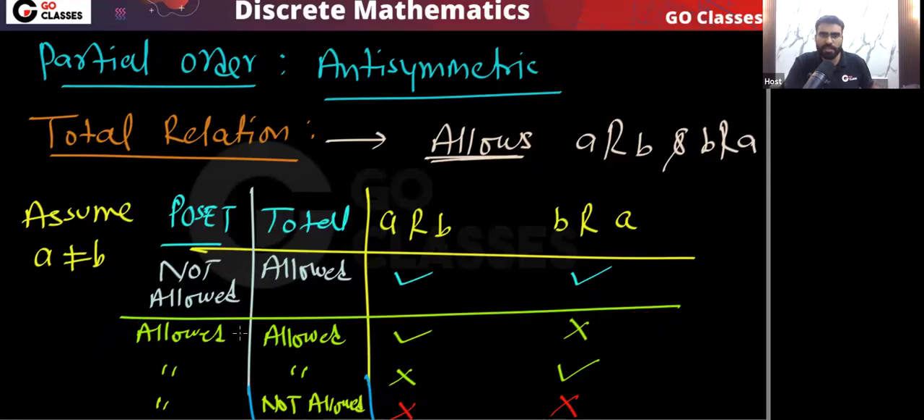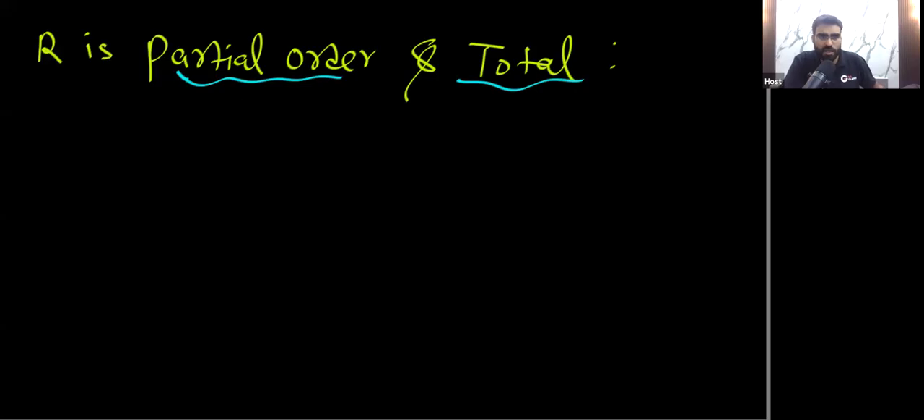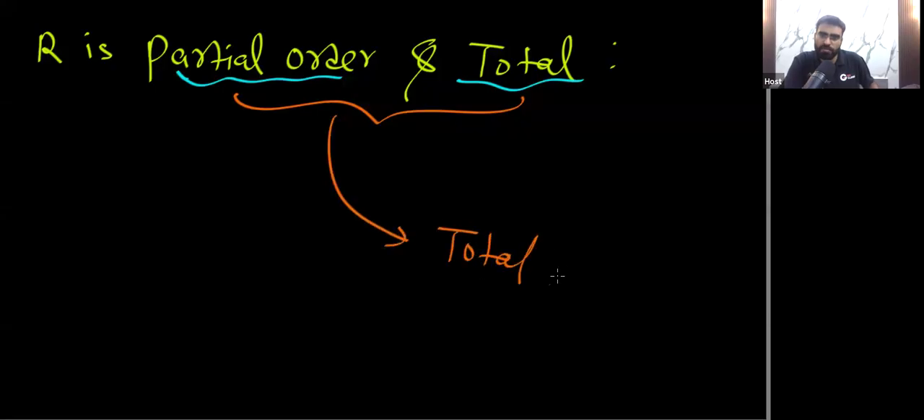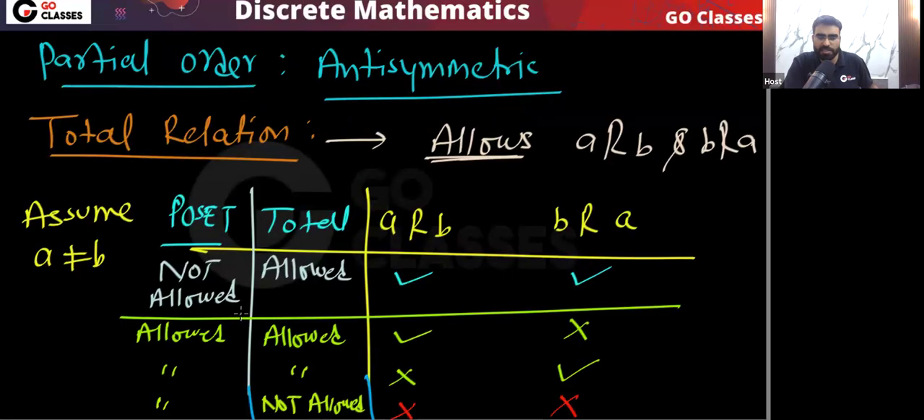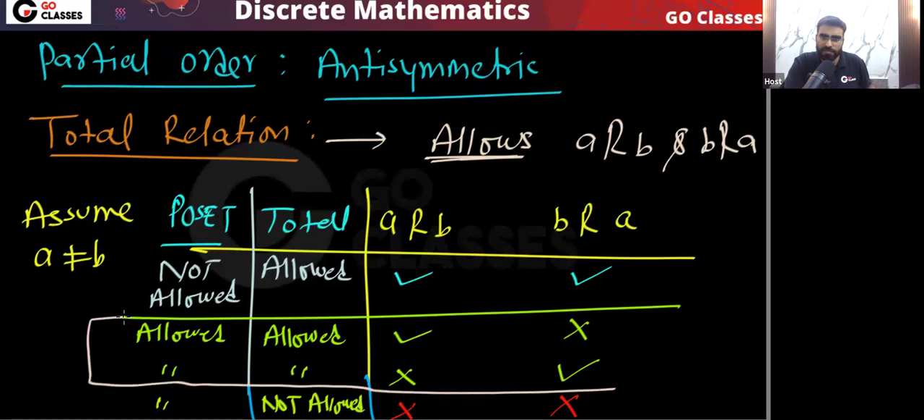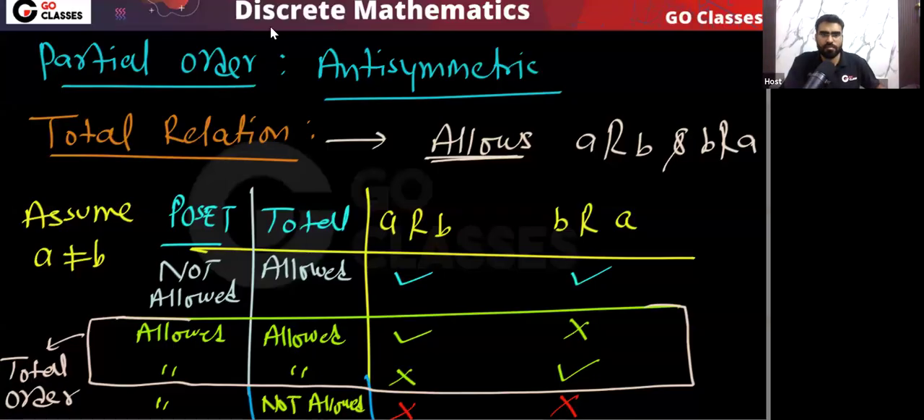Okay, so very simple point: when you have these two properties, partial order and total, then this will automatically become total order. Yes or no? Is this clear? Vedant, is your doubt clear? Because when you have both these properties, then only these two situations will happen. This will happen in total order. This happens in the total order. Okay, is this clear? So this is your option A.